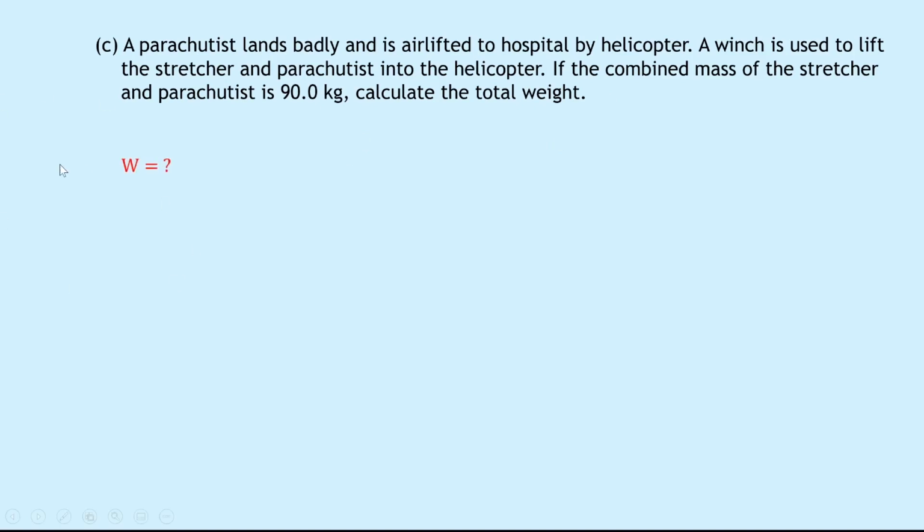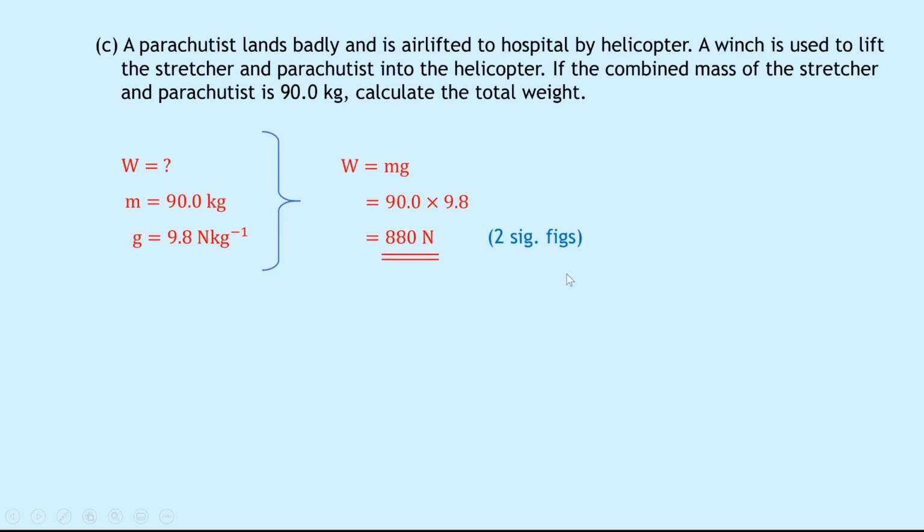So writing down what we know on the left hand side, we've got W equals question mark, M equals 90.0 kilograms, and G equals 9.8 newtons per kilogram since it's on Earth. Writing down our equation, W equals mg, we then substitute in our numbers, so we get 90.0 times 9.8, which gives us a final answer of 880 newtons stated to two significant figures.